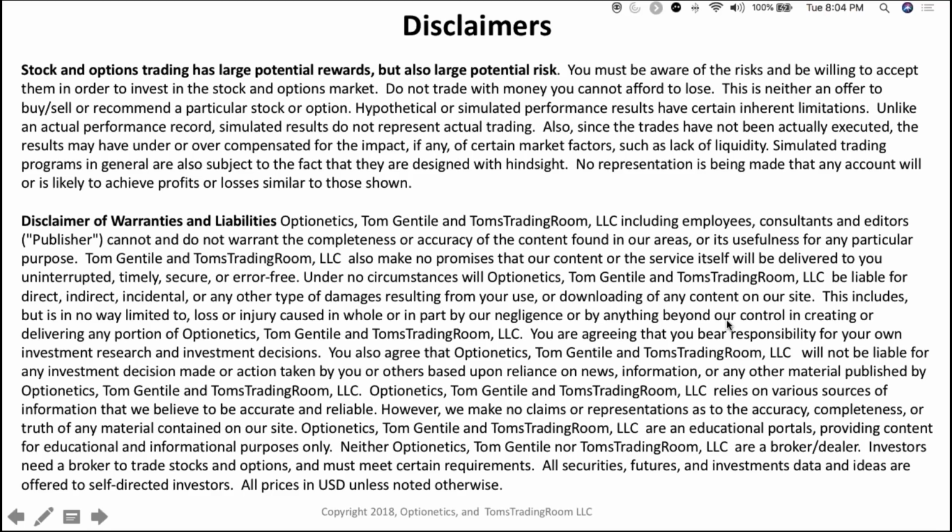It pretty much says it right there on the board, that stock and option trading has large potential rewards, but also large potential risk. We all know that. All right.